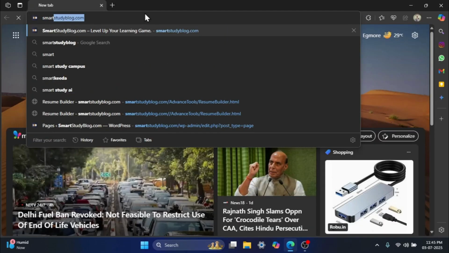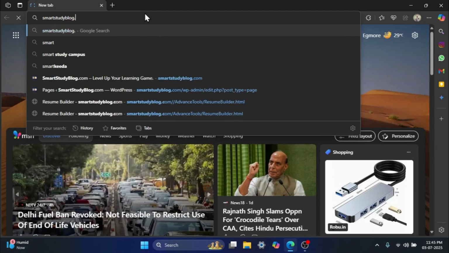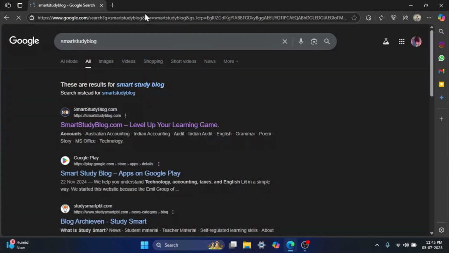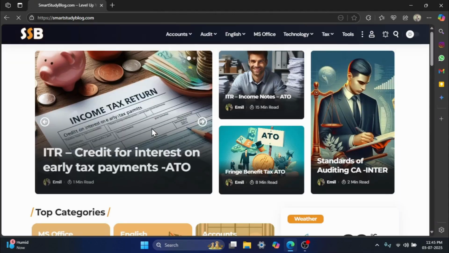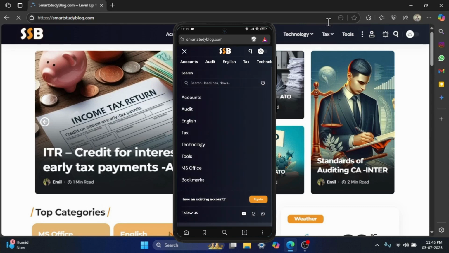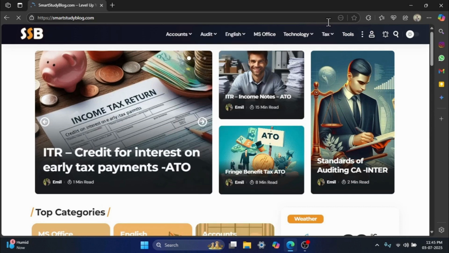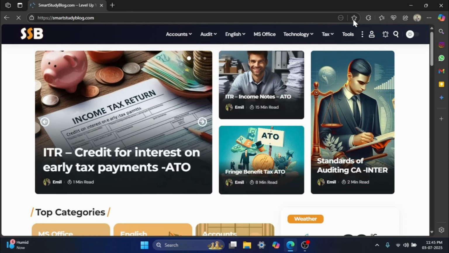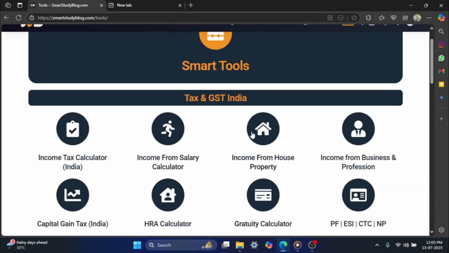It's pretty straightforward. You can just search Smart Study Blog on Google. That usually brings it right up. Okay, yeah. Then once you're on the site, look for the tool menu. If you're on mobile, it might be behind those three little dashes. Hamburger menu, yeah. Right. Then navigate to Tool, then Tax and GST India, and you'll find the HRA calculator there. On desktop, that tool menu is often right on the homepage. Easier to spot. Okay, easy enough.